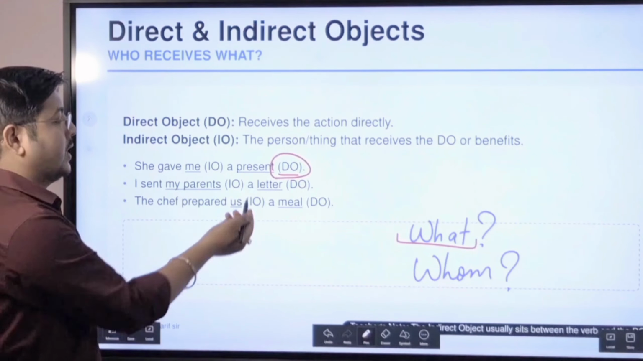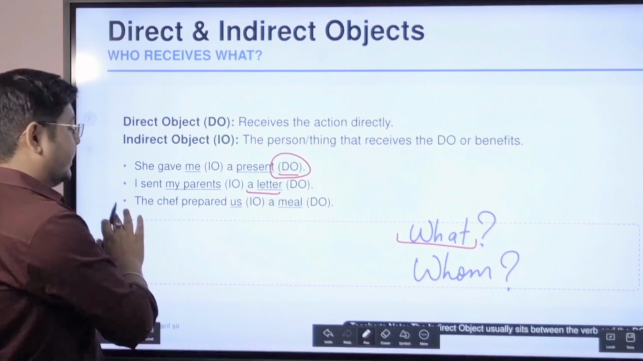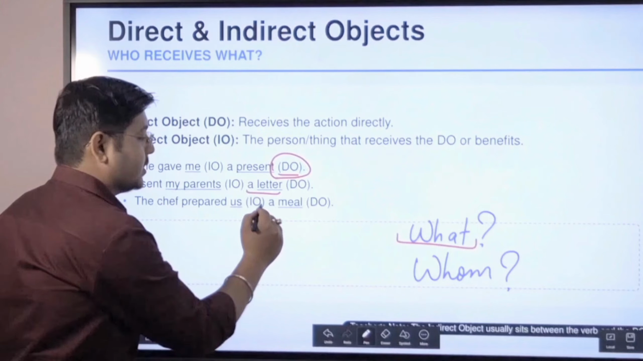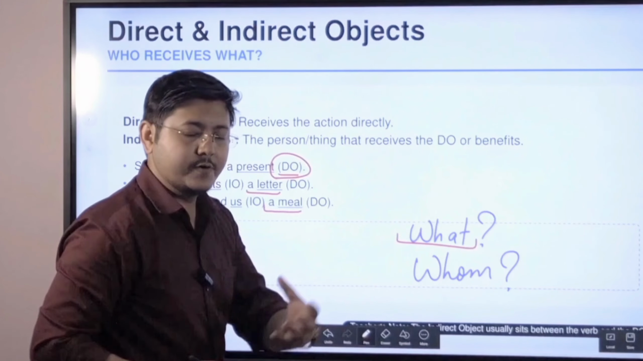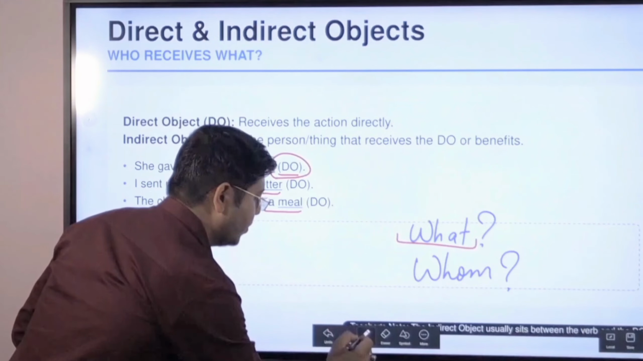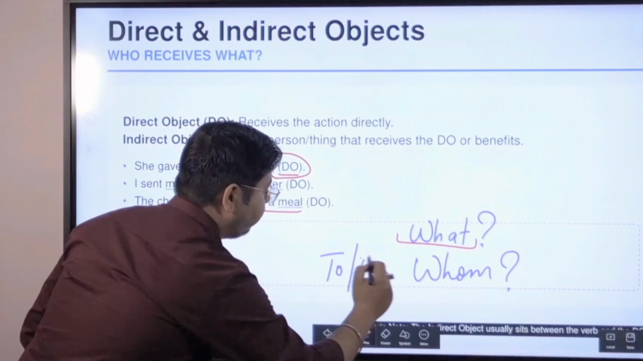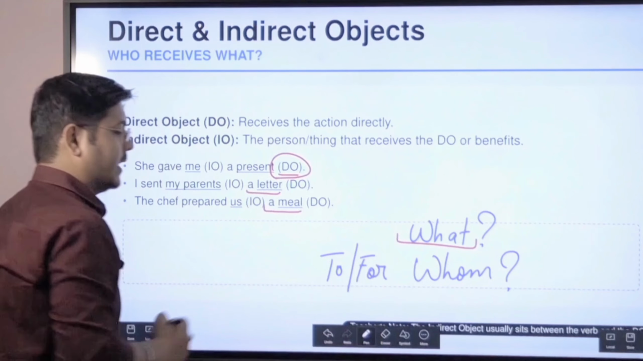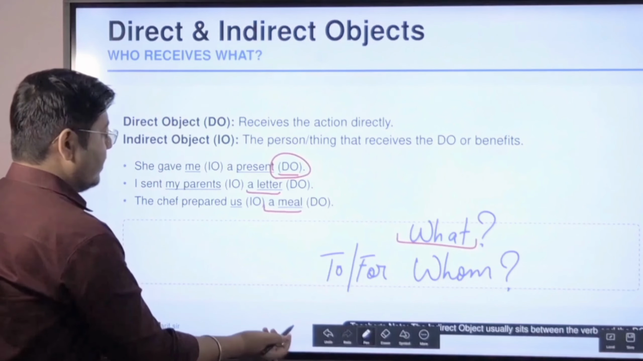She gave what? A present. I sent what? A letter. The chef prepared what? A meal. And the second one, in order to find the indirect object, you need to ask the question to or for whom the action was done. To whom was it given or for whom the action was done?